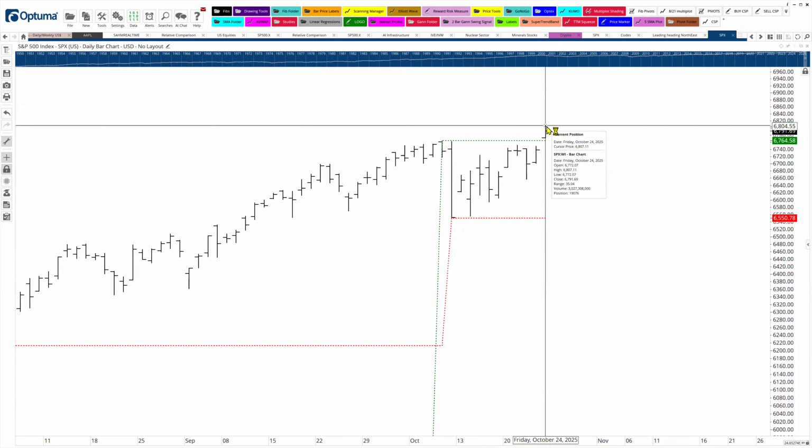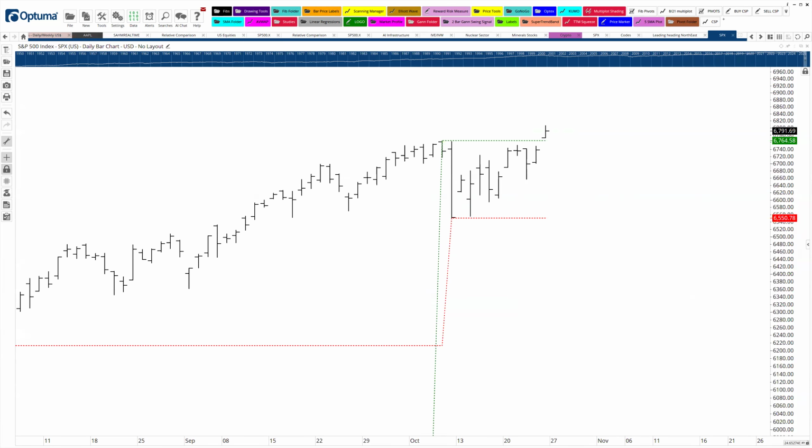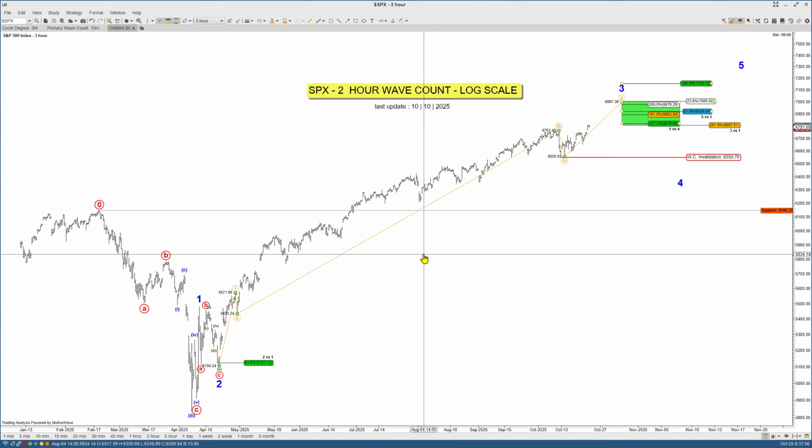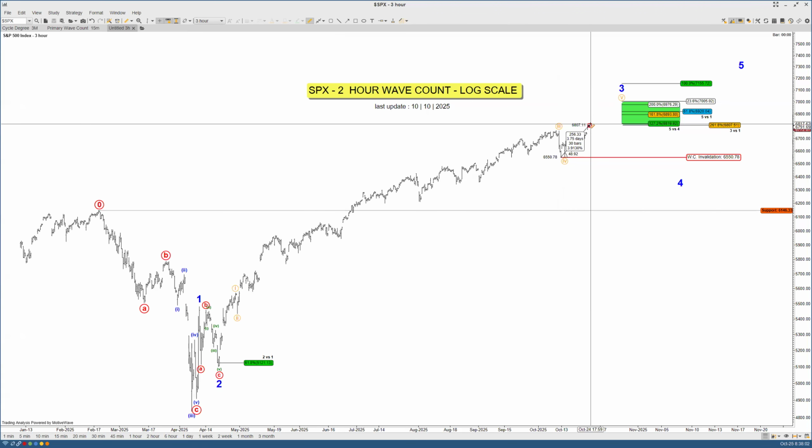So this range right there that we're looking at, it's roughly, I believe, 3.8. When I looked at it yesterday, you can measure it. Take this low to this high. Yeah, 3.9, well, roughly 4%. 4% move.